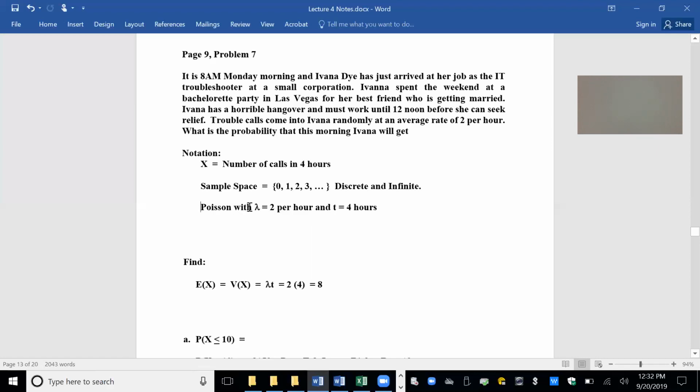Poisson has 2 parameters. You have to tell me the average rate of occurrence, or average rate of arrival, and the problem says they come in 2 per hour. And then you have to say, how long am I going to observe this process for? Ivana needs to know how many are coming in the next 4 hours, to figure out whether she can survive or not.